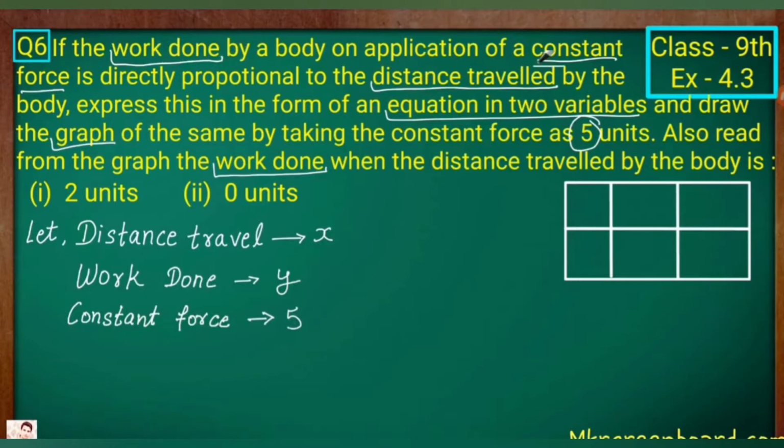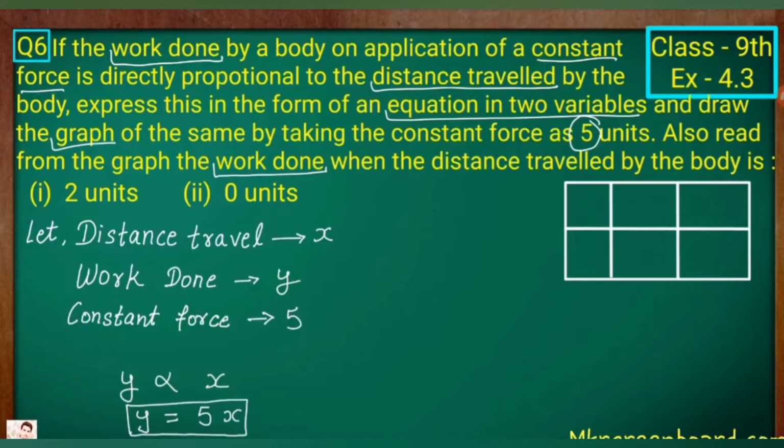Now we can make the equation from the given statement. The statement is work done is proportional to the distance travelled. So work done, that is y, is proportional to distance travelled, that is x. So y is proportional to x. Now I need to find the equation, so I need an equal to symbol. Here we have the proportional symbol, so I am going to convert proportional into equal to. To do that, you just multiply by a constant on the right hand side. So y equal to 5x.